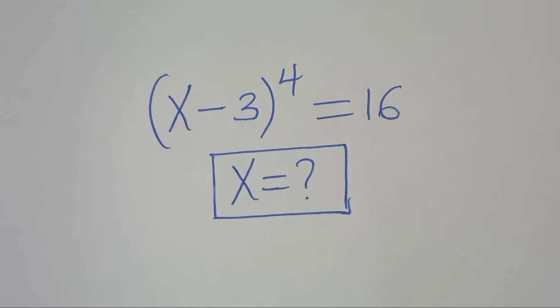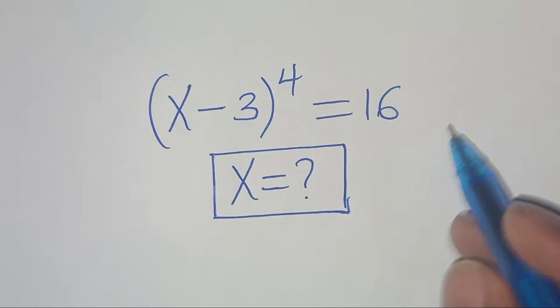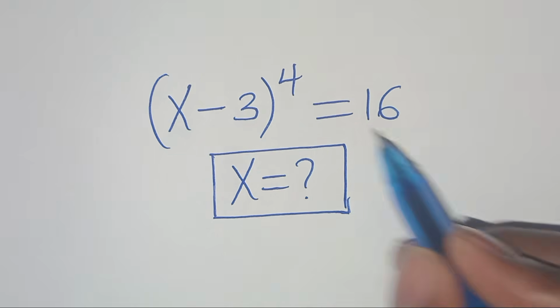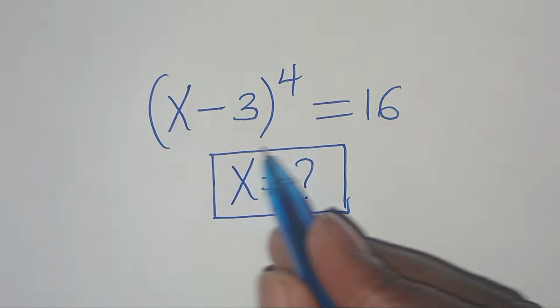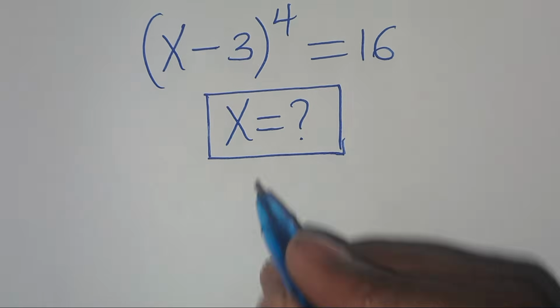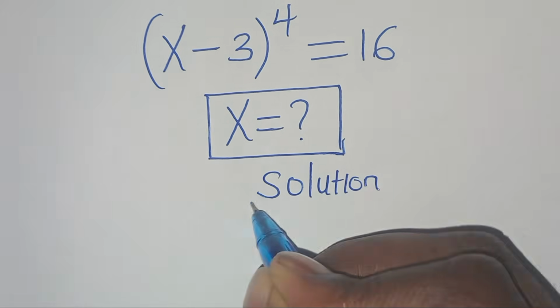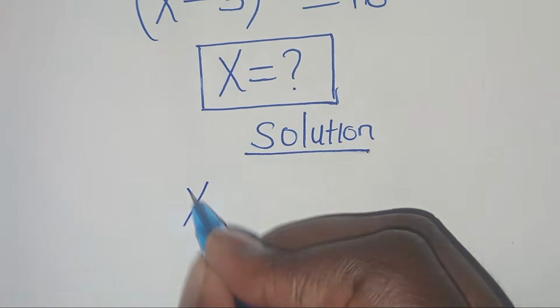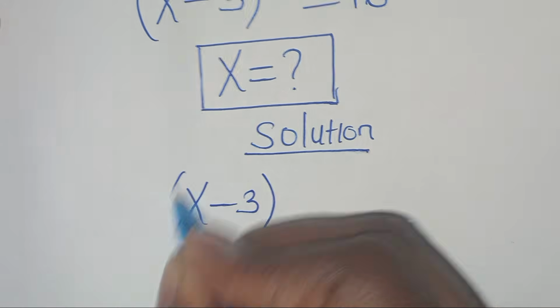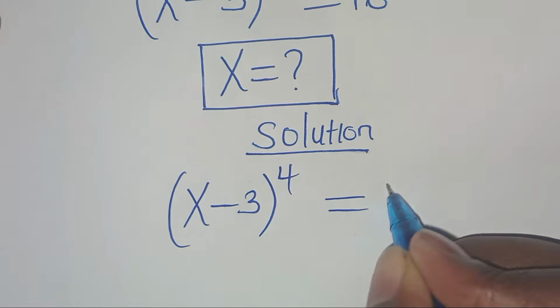Hello, you're welcome to solve this nice algebra problem, which is (x - 3)^4 = 16. So what are the values of x? Let's provide a solution from here. We have (x - 3)^4 = 16.